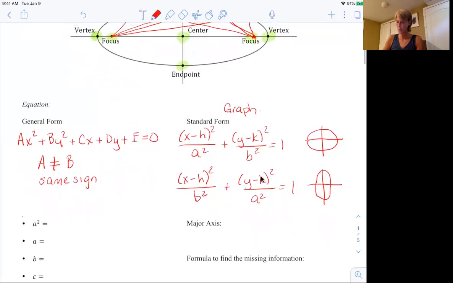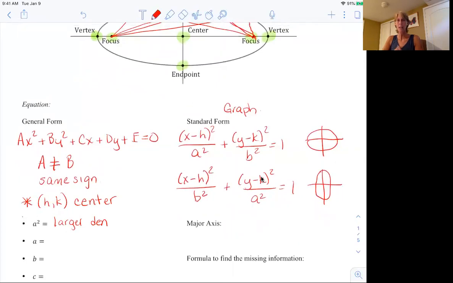So in an ellipse, just like in our circle, our h and k are going to make up the coordinates of our center. Now, a squared, when we're trying to figure out what's going on with our ellipse, we're always going to designate a squared as the larger denominator.